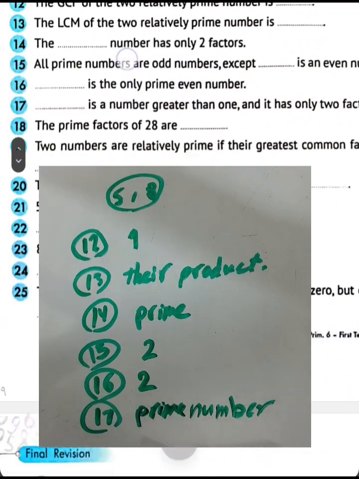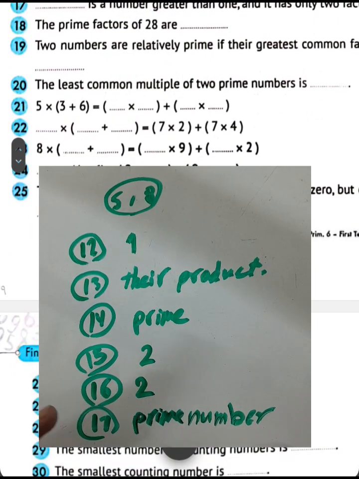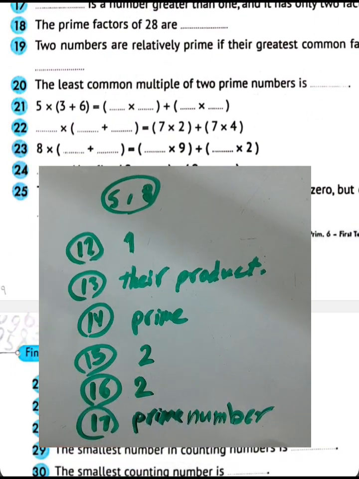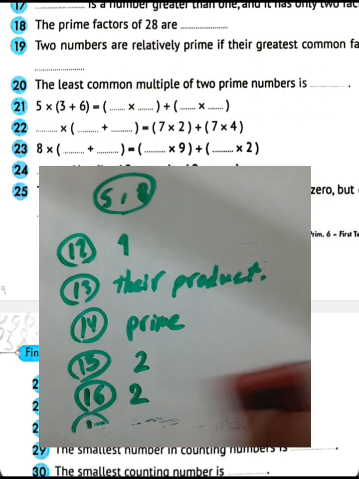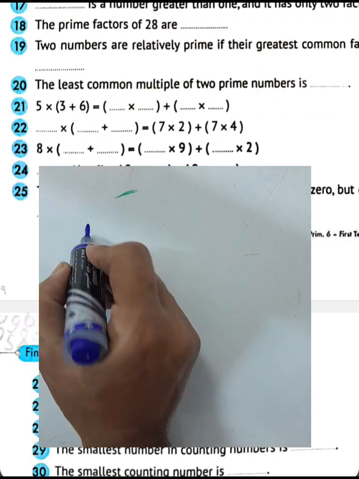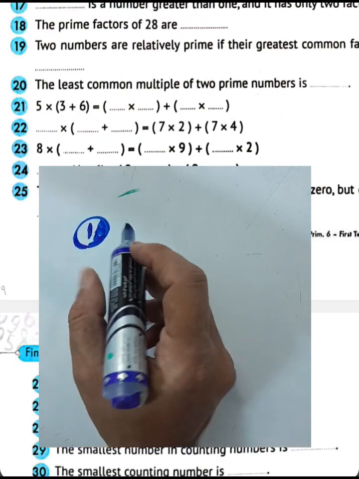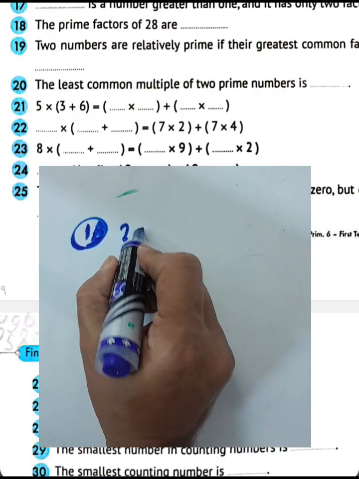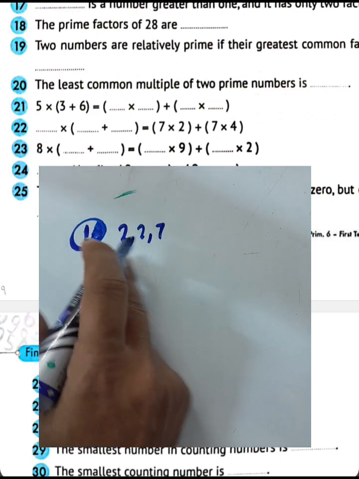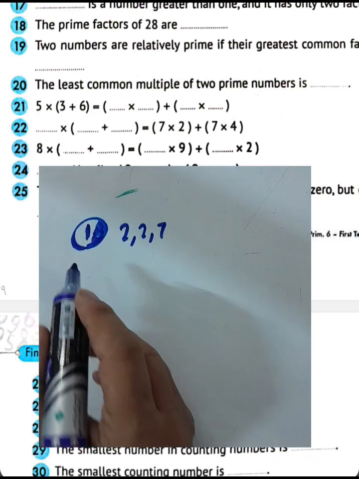Question 18. The prime factors of 28 will be 2, 2, and 7. Because 2 times 2 equals 4, and 4 times 7 equals 28.